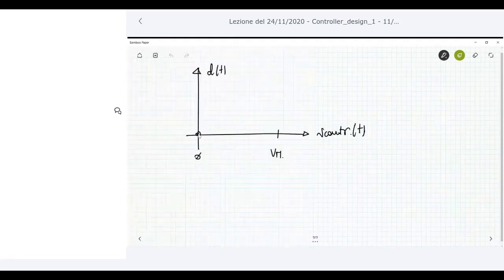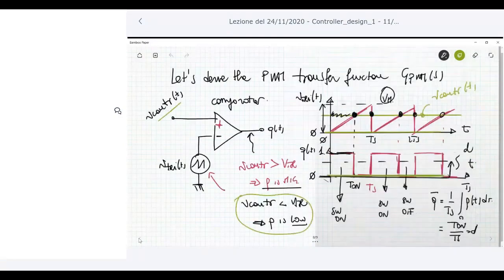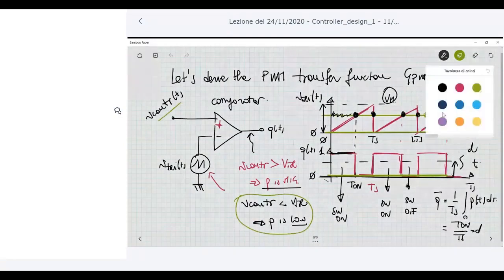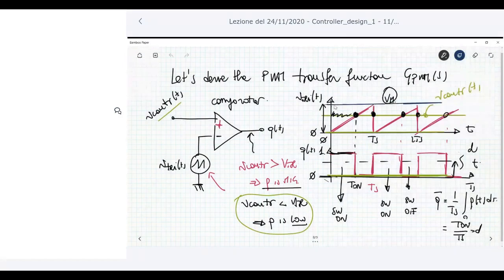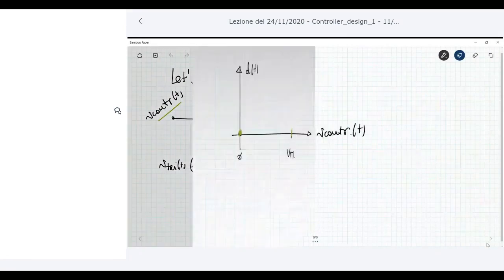And what is the duty cycle in this case? The duty cycle, of course, is 0. What happens when the control voltage is at the opposite side of the dynamic? The control voltage now is equal to the peak value of the triangular voltage, Vm. But in that case, the control voltage is always larger than the triangular voltage. You are here, and your unitary switching function is always 1.